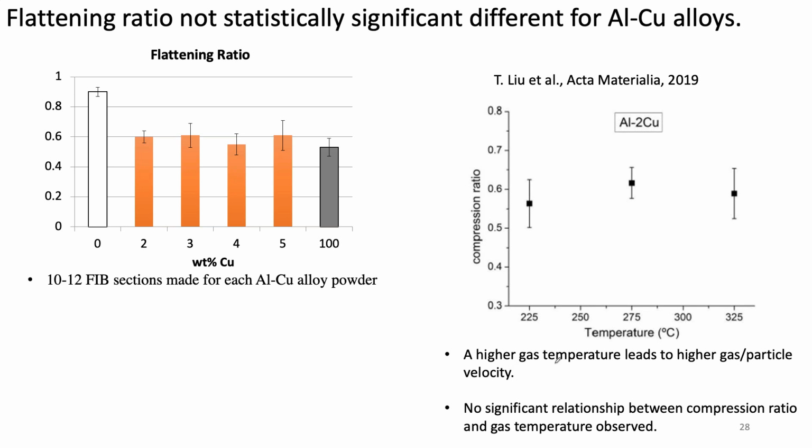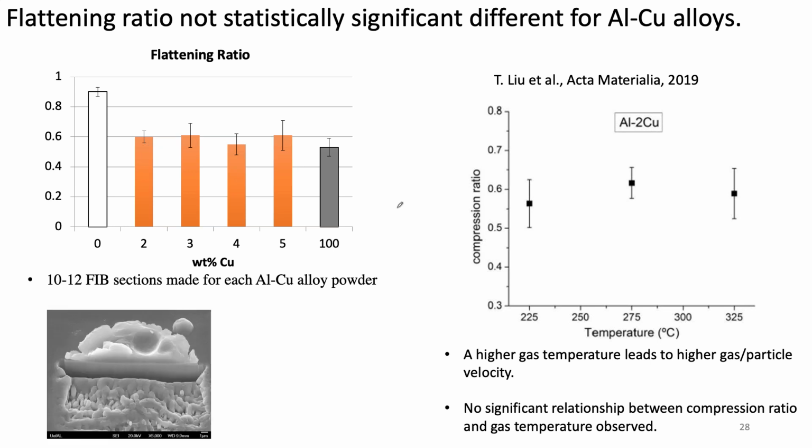We also looked at it in terms of how fast the particles are going. As we increase the gas temperature, we increase the compression ratio for the gas, and that increases its speed. And again, we really didn't see any difference. So it seemed kind of hard baked in that we were getting somewhere between 0.55 and 0.6 in terms of the flattening ratio for these particles.